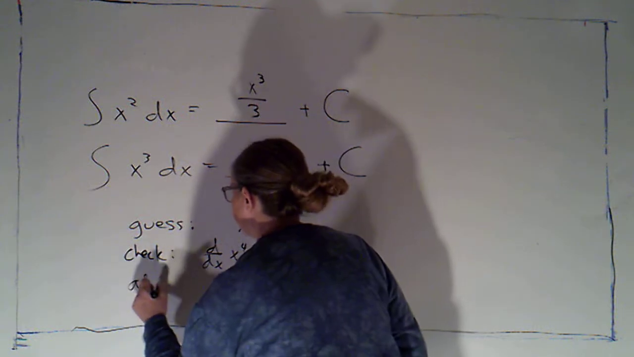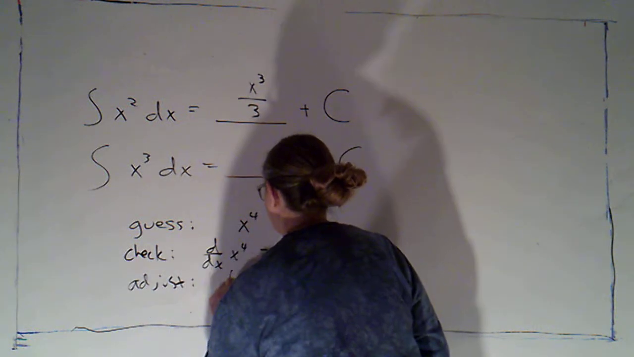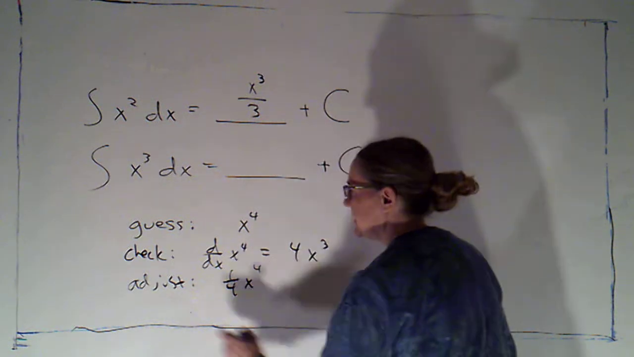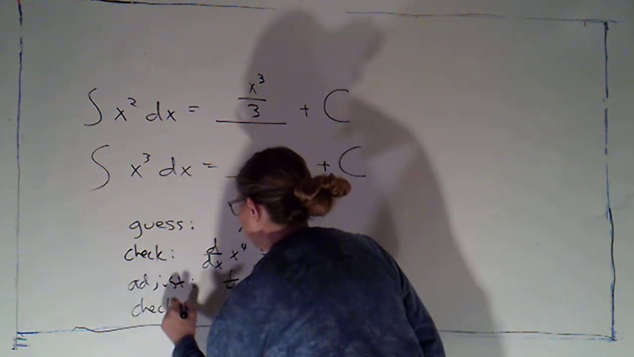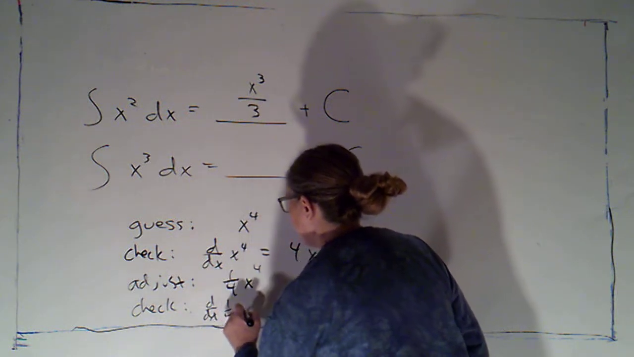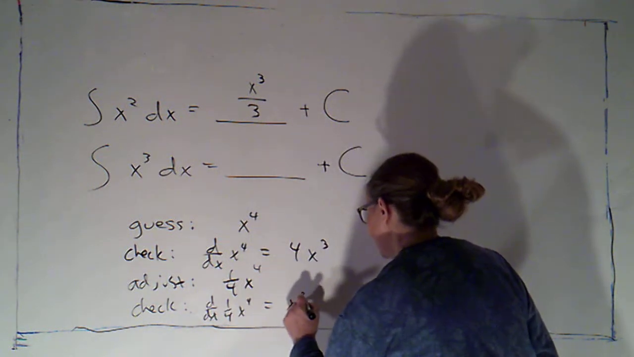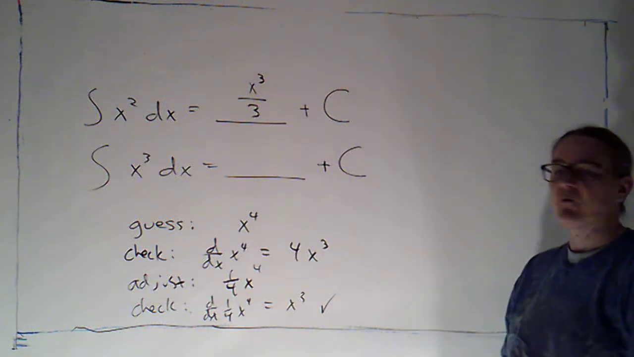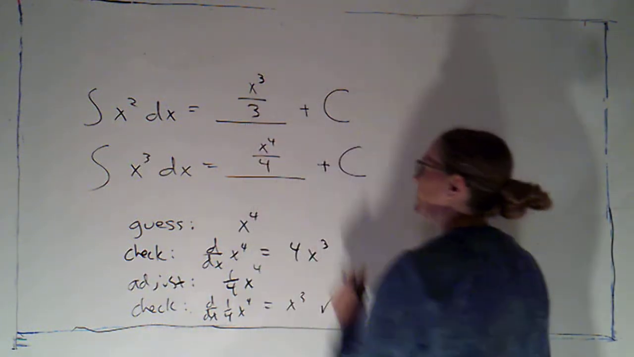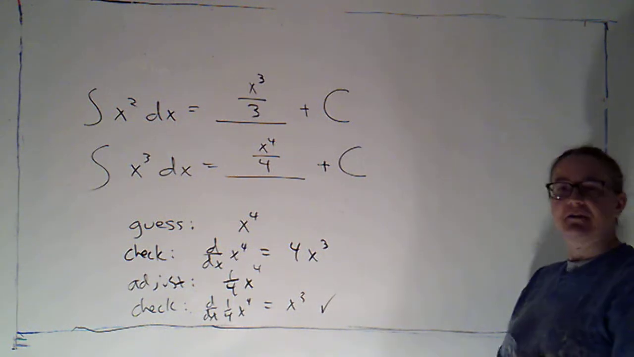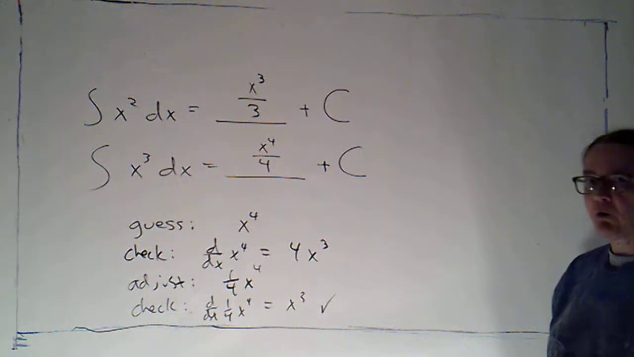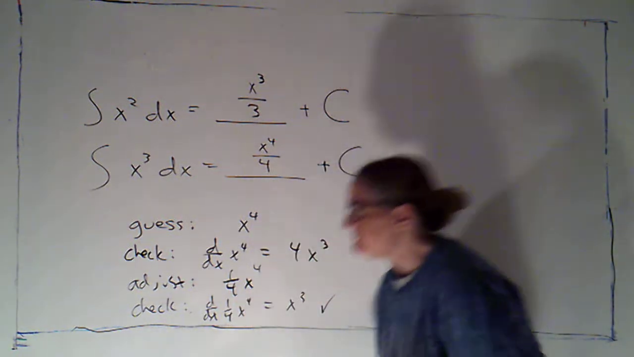So I'll adjust. I'll try 1/4 x to the 4th. And if I check that, I get the derivative of 1/4 x to the 4th is just x cubed, which is what I wanted. So I can write this as x to the 4th over 4, or as 1/4 x to the 4th. They're equivalent.